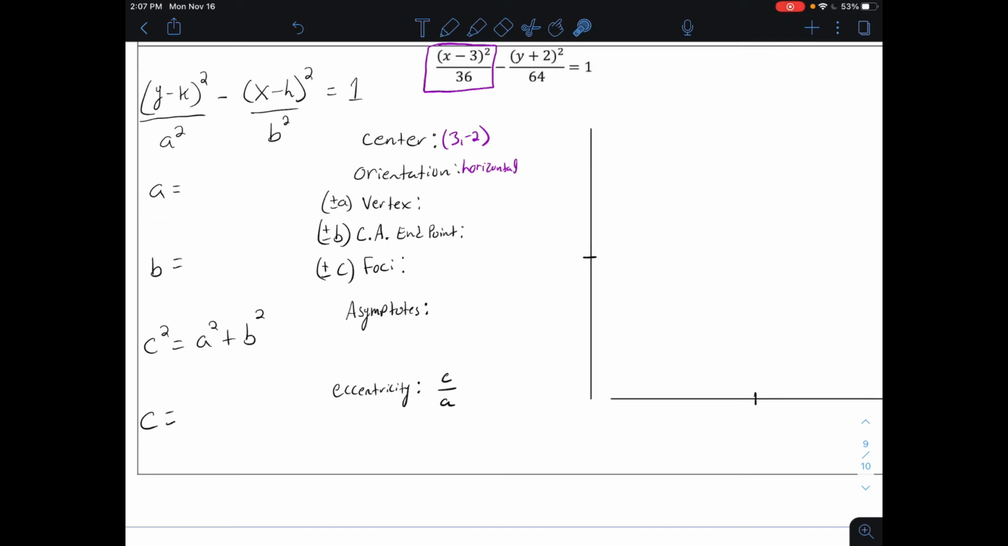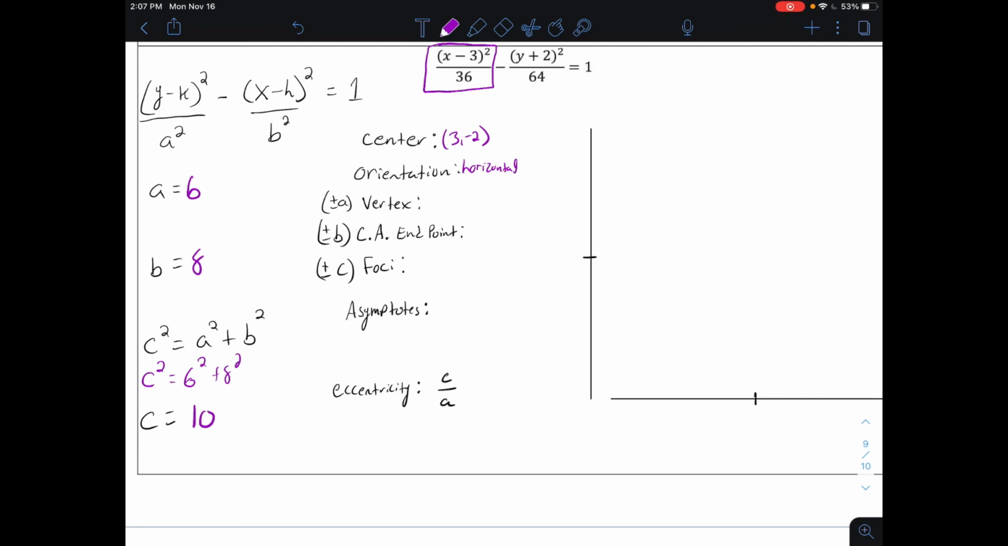In order to do that, I have to figure out my constants a, b, and c. a is going to be the square root of the denominator that is the non-negative term, in this case the square root of 36, which is 6. b is going to be the square root of the term that's behind the minus, the square root of 64, which is 8. Then we solve for c. The Pythagorean relation is c squared equals a squared plus b squared, and we wind up getting a c value of 10. So we have all of our constants.